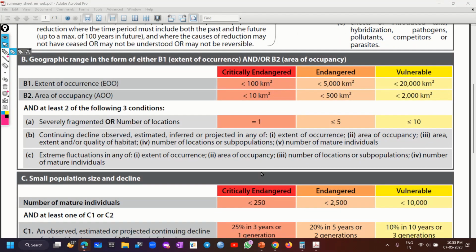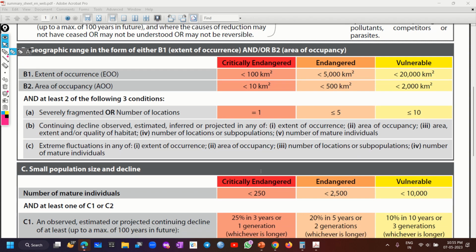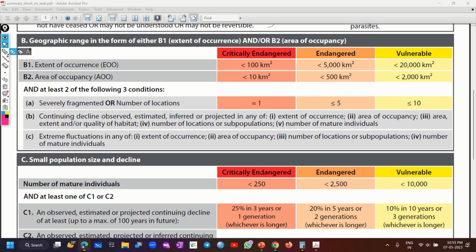Now coming to the geographical range, in the form of either B1, meaning extent of occurrence, and or B2, which is the area of occupancy. So if you see these, if the extent of occurrence of a population is less than 100 square kilometers, then it will come under critically endangered. If its area is less than 5,000 square kilometers, then it comes under endangered. And if its area is less than 20,000 square kilometers, then it comes under the vulnerable category.